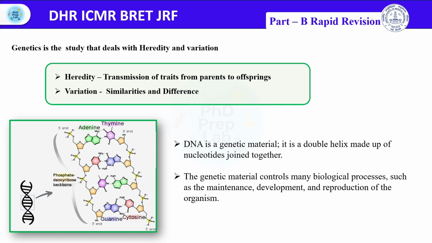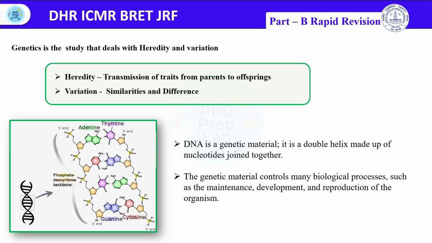And variation is the similarities and the dissimilarities, or the differences, that you see in a population of a particular species. Like, for example, human population. We all don't look the same. We look different, we have different hair, different eyes, everything is so much different. That is the variation that we see amongst the human population.